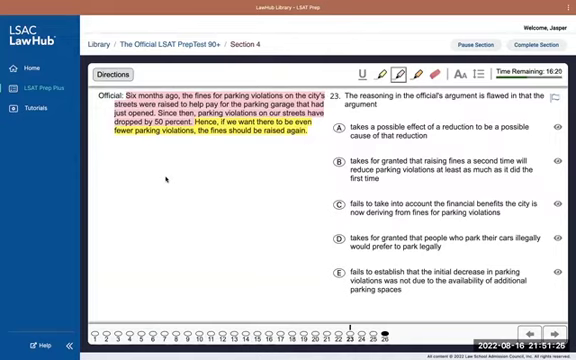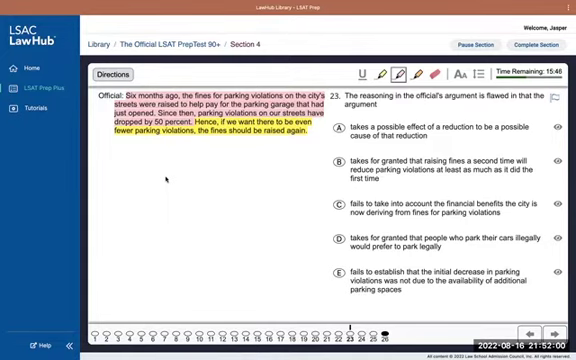All right. An official says 6 months ago, the fines for parking violations on the city streets were raised to help pay for the parking garage that had just opened. Okay, so 6 months ago, two things happened. The fines were raised and a parking garage opened. I guess they built the parking garage and it wasn't paid for yet, and they're raising money to help pay for this garage that is opened.